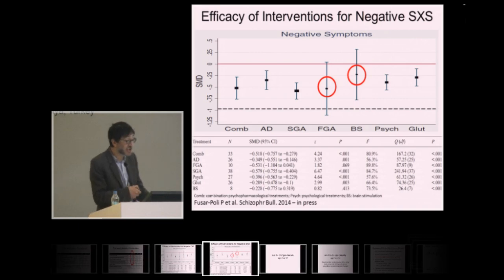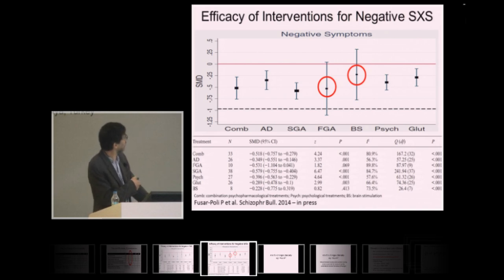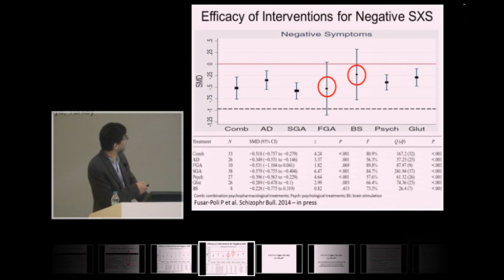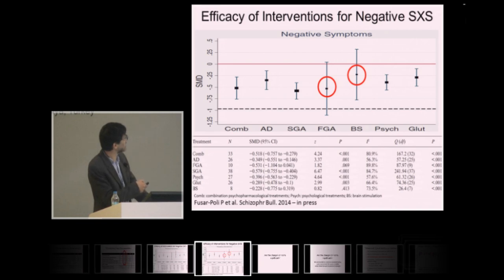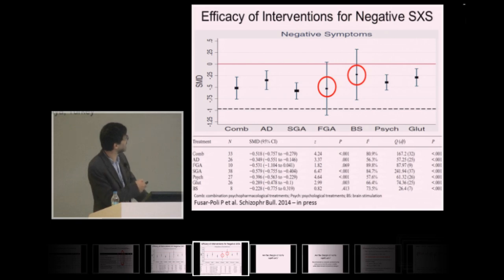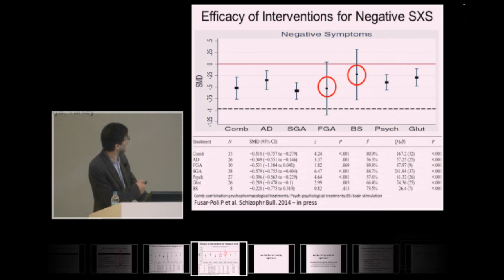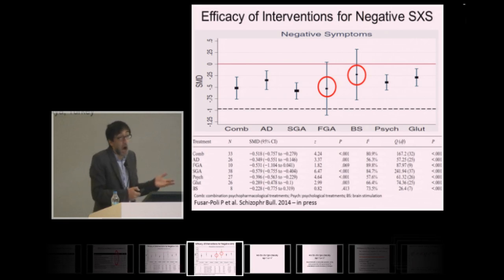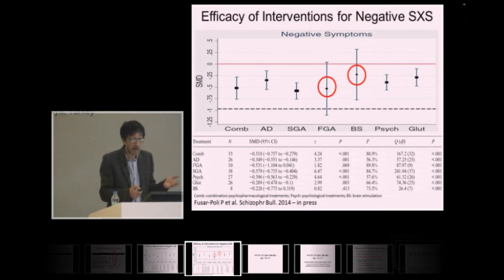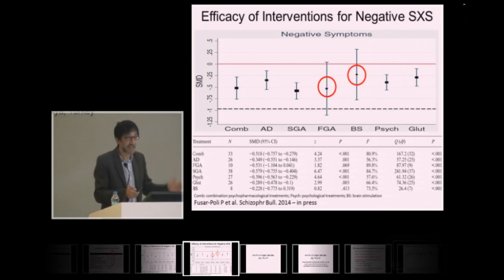And when you initially look at this, it looks quite promising. Okay, the first-generation antipsychotics and the brain stimulation, that is not statistically significant because the confidence intervals cross this line of no effect. But all these other treatments are superior to placebo. So you initially look at it and think, fantastic.